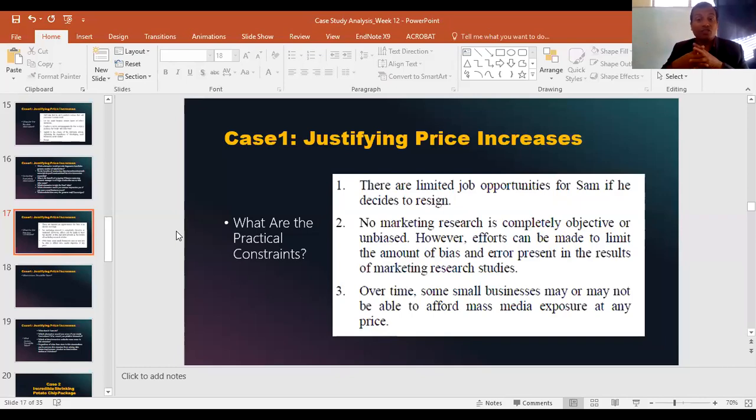And the third constraint is over time, some small businesses may or may not be able to afford mass media exposure at any price. I mean to say, what kind of decision is John willing to take? A 20% price hike. What will happen? This is the constraint: after a certain price hike, the SMEs, small business players, will not be in a position to pay you for the services. So that is the limitation. That is the constraint.